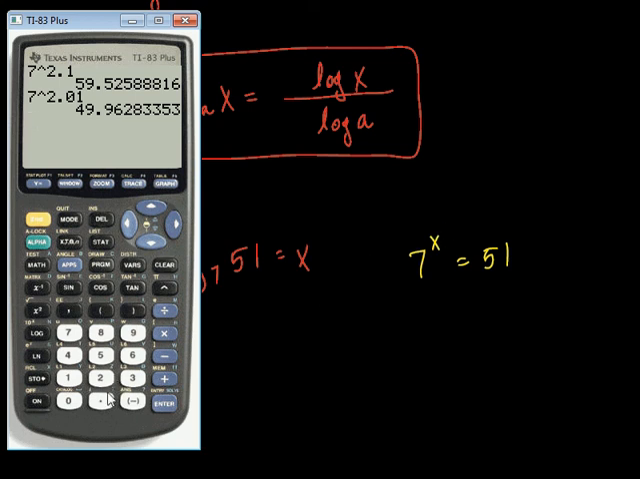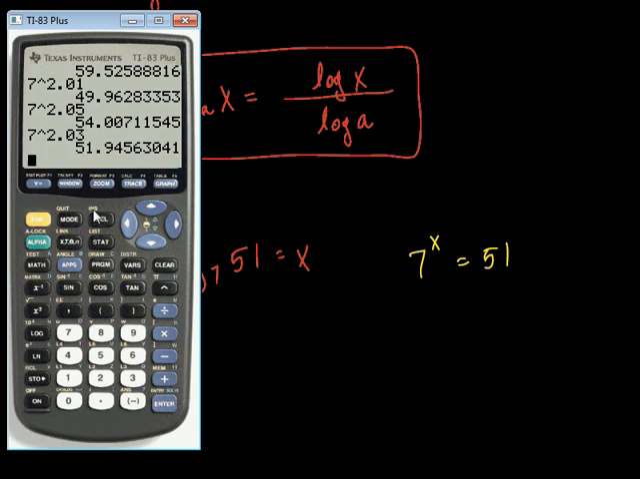Let's try another one. Let's try like 2.05. So it's 7 to the 2.05. Right? So that should be a little bit closer to 51. Oh, still too big, isn't it? So let's go like 7 to the 2.03, let's say. Ah, we're getting a little closer, 51.9.